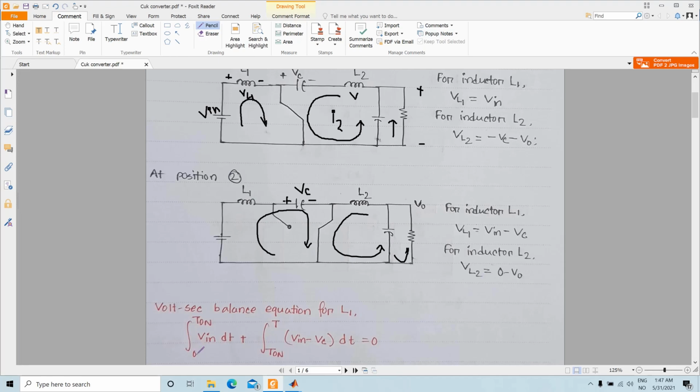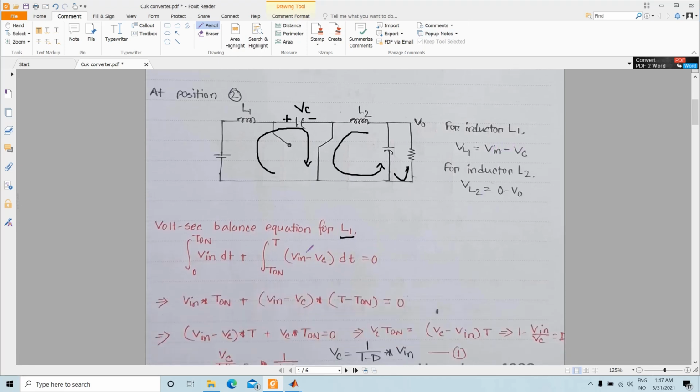So for inductor 1, if you integrate the voltage drop across inductor 1 over the whole time period, from 0 to Ton it equals Vin, and from Ton to T it equals Vin minus Vc.